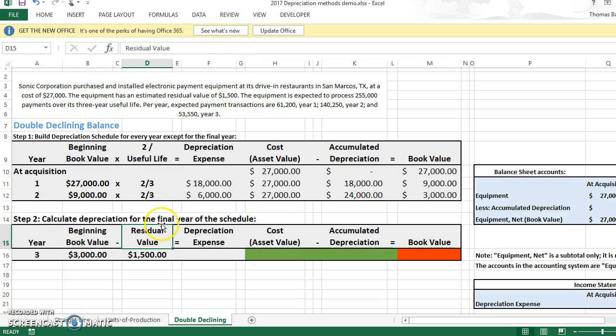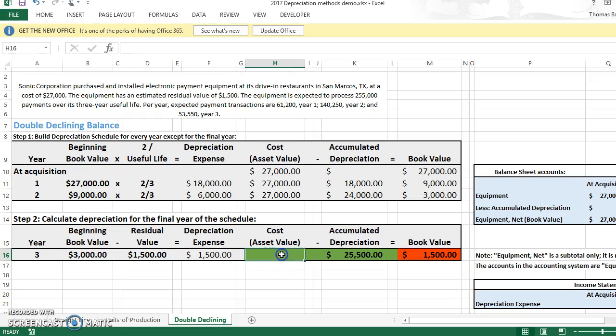And remember, your whole goal of your depreciation schedule is to end up having my book value equal to $1,500, my residual value. And remember that your accumulated depreciation is supposed to be the amount of the depreciable cost, which if you remember from the other videos is $25,500. Well, here's the deal, right? By doing this little step here, beginning book value minus residual value is going to give me my depreciation expense of $1,500 for the last year.